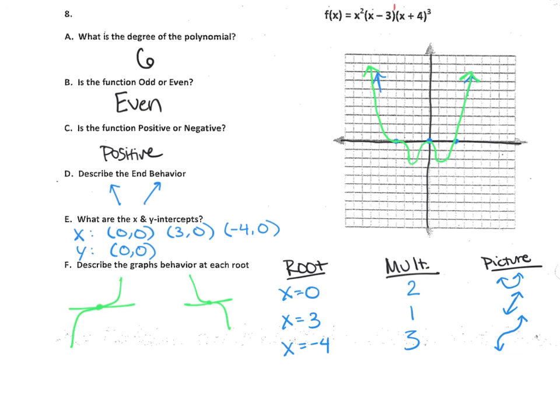If you're worried that I'm not going to be able to tell as I'm reading your Go Formatives or your test that you know this is a multiplicity of 3, if you just want to physically point that out, you can very much do that.